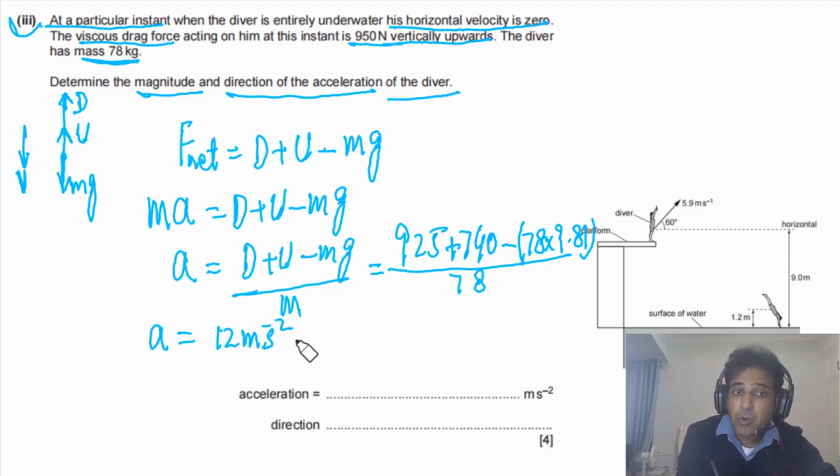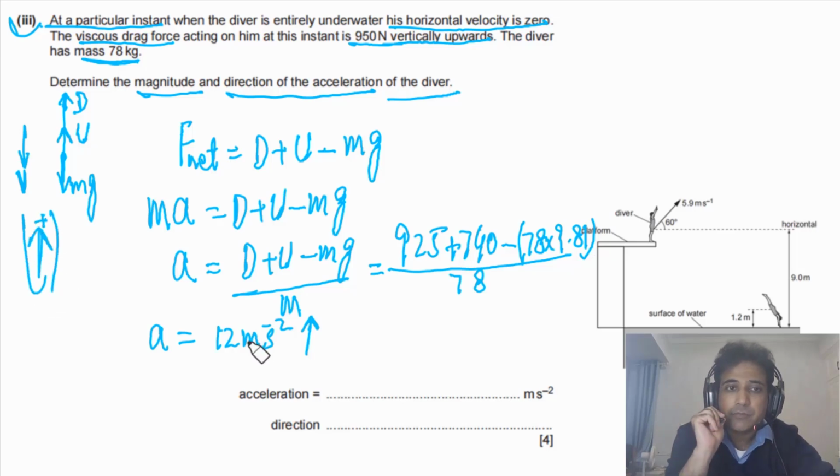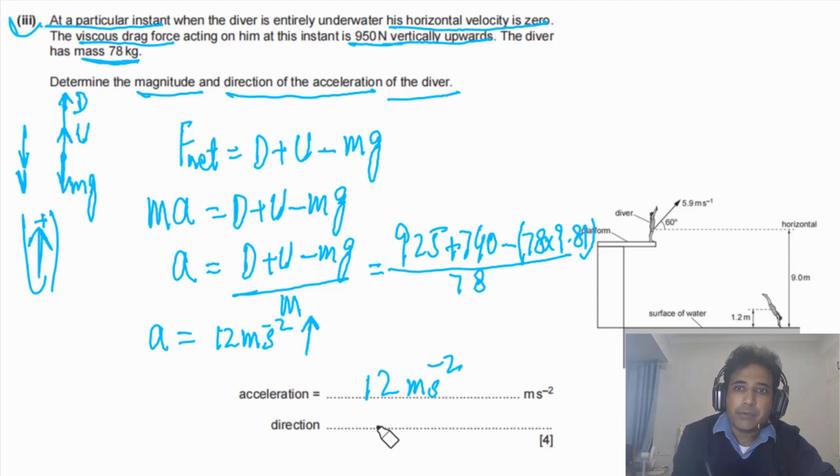As the sign is positive, it means acceleration is in upward direction, because we have taken upward positive, and the final answer is also positive. It means net force is in upward direction. So simply we can say value of acceleration is 12 meters per second squared, and direction is vertically upwards. So we can say direction is vertically upwards. So this is how you can answer.